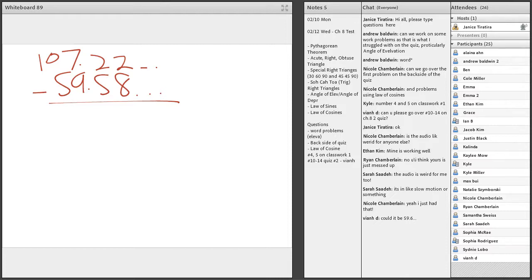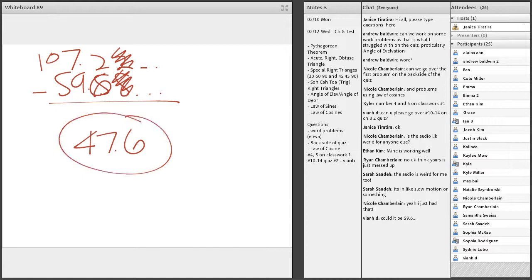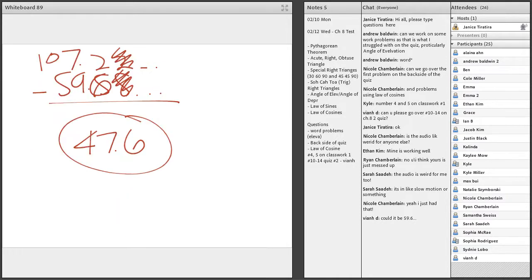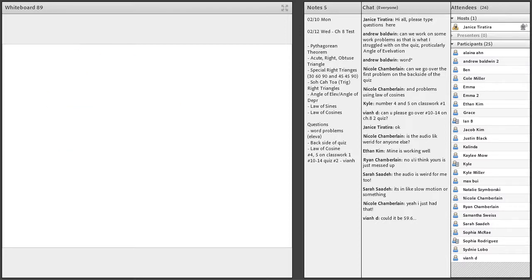This one is going to be 47.6. So if we drop this and we made this a 6, this would have been the same. Yep. And I forgot what the units were. Going back, that one was feet. So from car 1 to car 2, it is 47.6 feet apart. I'm going to do another one that's angle of depression or elevation, and then I will do the backside of the quizzes and some law of cosines.